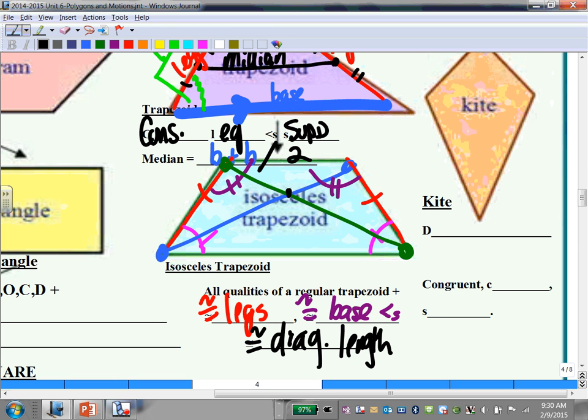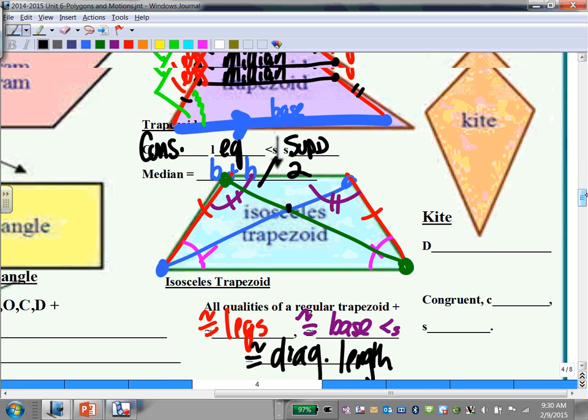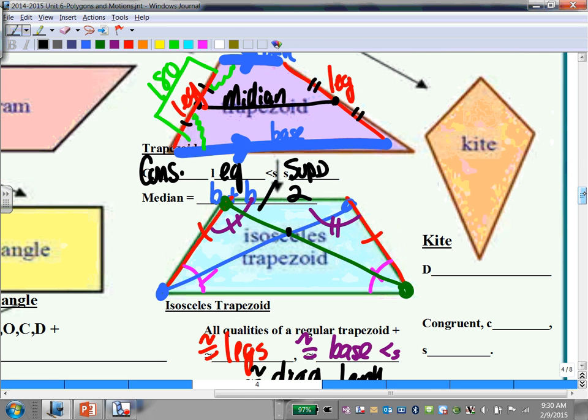Okay, kites. Believe it or not, kite is a geometric figure. Here's the basic definition of a kite in geometry. You have consecutive congruent sides. In other words, it's not the sides opposite that are equal, it's the sides next to each other. It's kind of common sense.